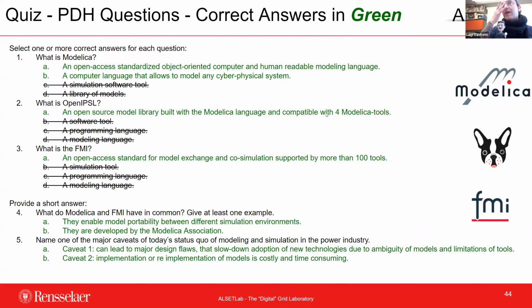Question number 5 is, what are the caveats of the status quo? We can have major design flaws that slam the adoption of new technologies due to the ambiguity of the models and limitations of the tools. And the second one is that implementation is very costly and time consuming. So those were the questions.